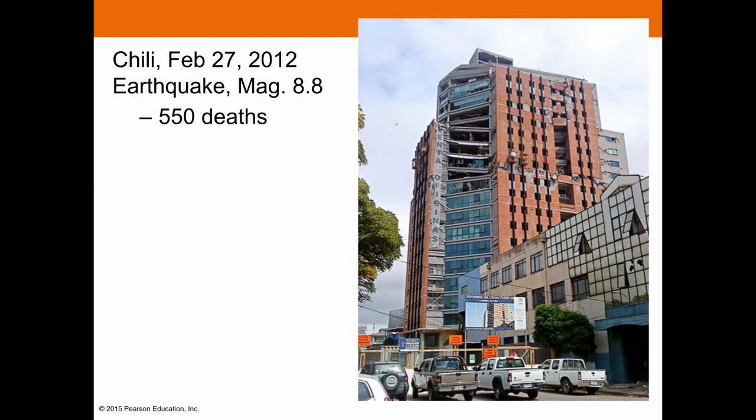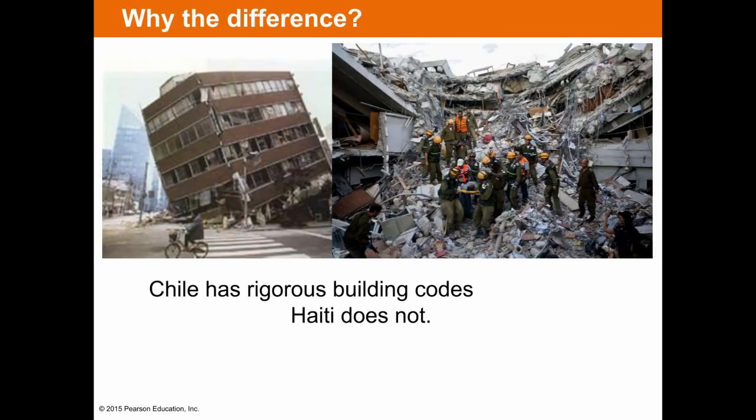Why did the response, the death total, the building collapse differ so greatly between the Haiti and the Chilean earthquake? Well, one of the reasons you could look to is building codes. In Haiti, there were not necessarily any building codes. You can build what you want. So when an earthquake happens in that part of the world, not all the buildings will hold up the same. Chile has more rigorous, strict building codes. The buildings are more likely to stand. The buildings are more likely to support themselves.